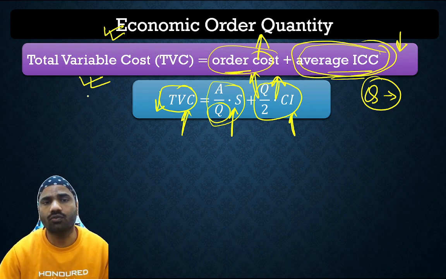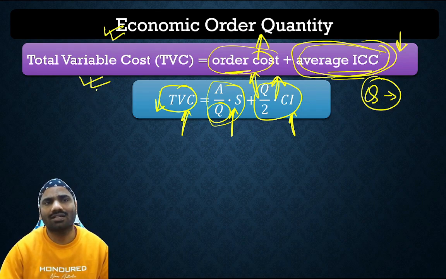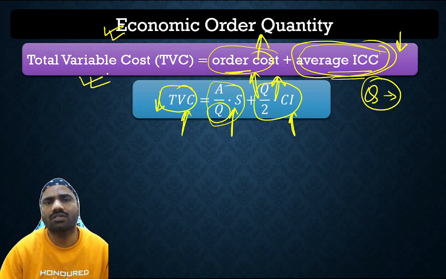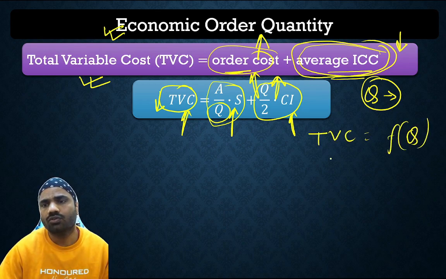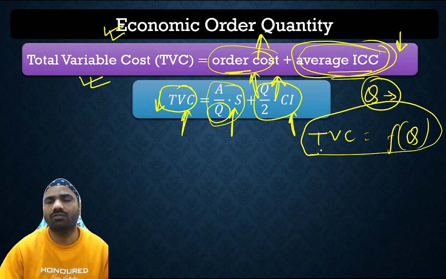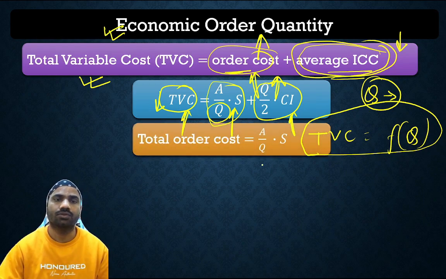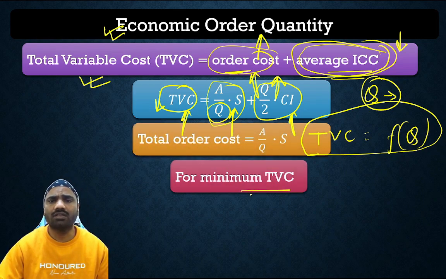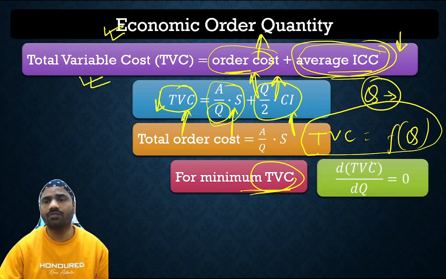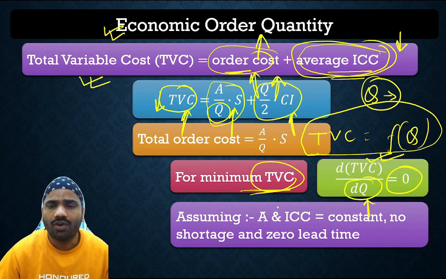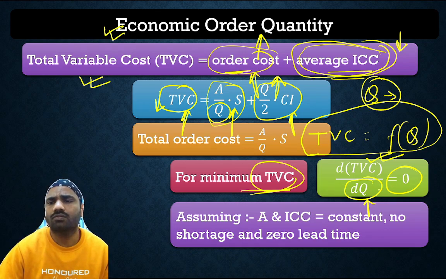For that, we are seeing over here that this particular variable cost is a function of quantity Q. So we have total variable cost as a function of Q. For finding the minimum value of total variable cost, we will differentiate the total variable cost with respect to order quantity Q and equate it to 0, and we'll go for finding the value of Q.